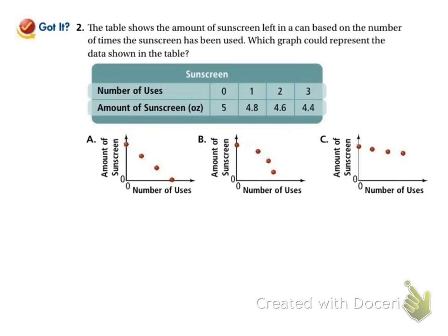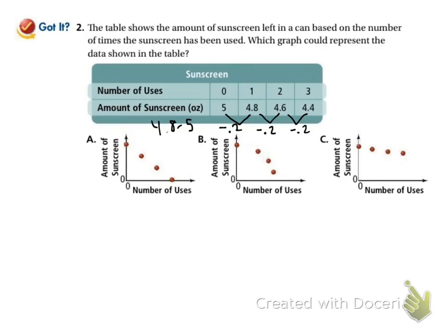So let's try that again here. I'm going to find the difference between there. So I'm going to do 4.8 minus 5. 4.8 minus 5 gives me negative 0.2. So it goes down 0.2. And here if I do 4.6 minus 4.8, I also get negative 0.2. And 4.4 minus 4.6 gives me negative 0.2.